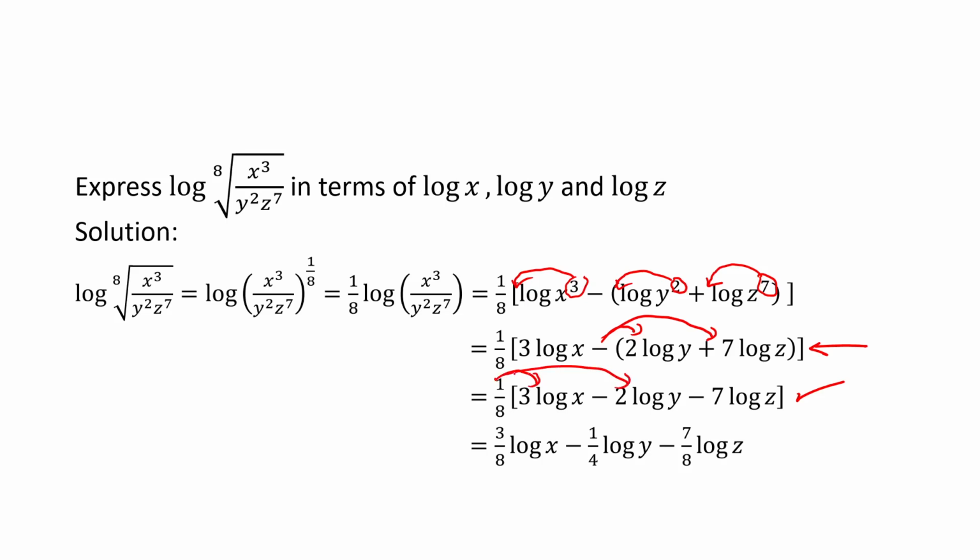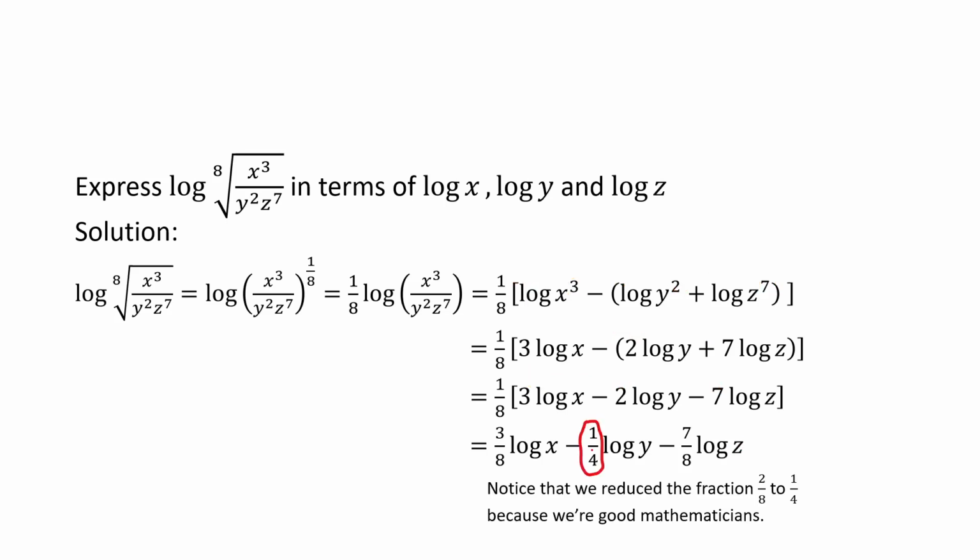And now what we can do finally is take this 1/8 in front and distribute it to all 3 parts. And we end up with 3/8 log x minus 2/8 log y minus 7/8 log z. But of course, 2/8 can be re-expressed as 1/4. We do that because we're good mathematicians, as it says there. And there's our final answer.